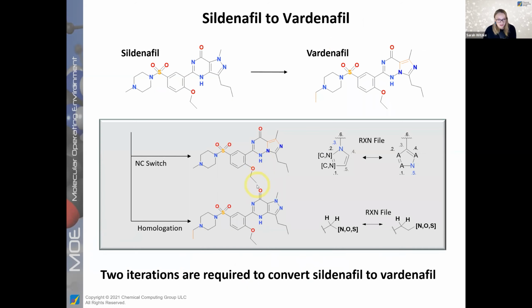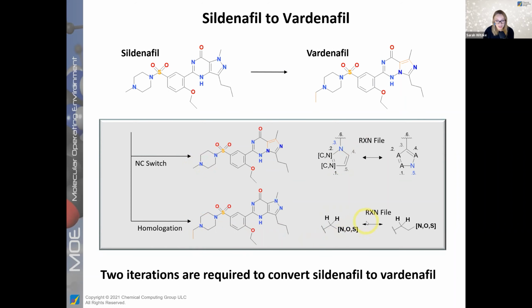It would be interesting, now that we do have sildenafil, to actually make the transform to vardenafil. And just to recap the kind of transformations that is needed, right? We need two steps. We need an N/C switch to match on the pyrazole ring to make it an imidazole ring. And that would be the reaction file you see here in the box over in the top right corner. And then we need a homologation that will take the methyl group on the piperazine ring and turn it into an ethyl group.